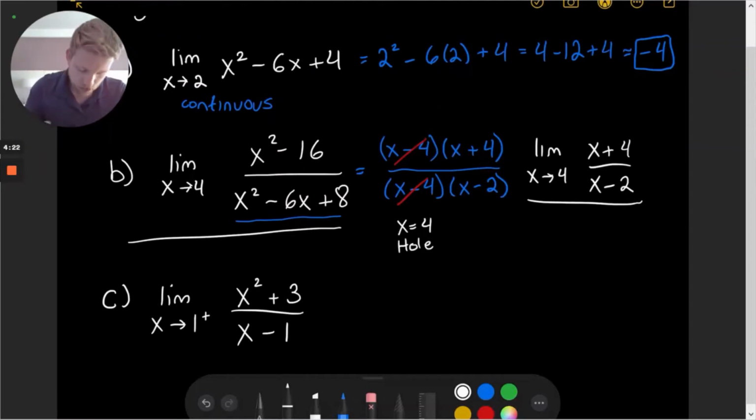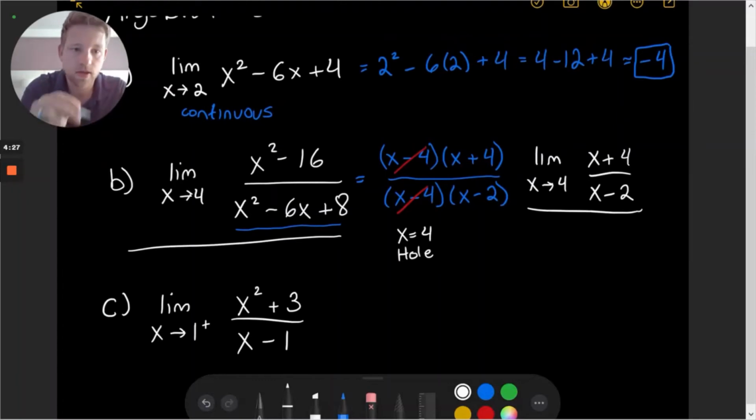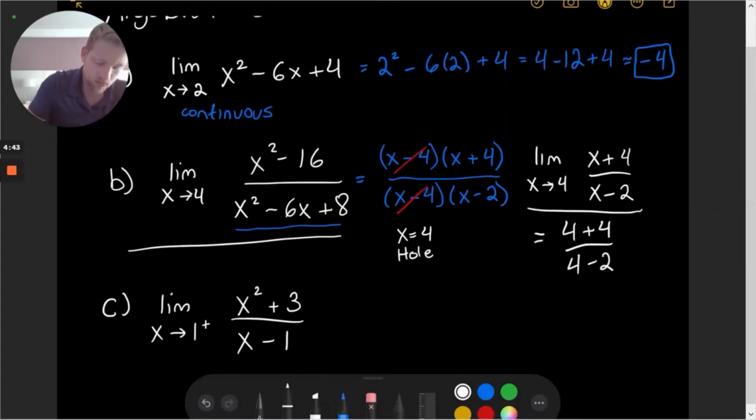And so let's take a look at the final limit here, the limit as x goes to 4 of x plus 4 over x minus 2. We can just evaluate this now that we are continuous at x equals 4. We can say that this limit is going to be 4 plus 4 over 4 minus 2. And if we work that out, that would be 8 divided by 2, or positive 4. So that final limit will be equal to positive 4 in that final form.